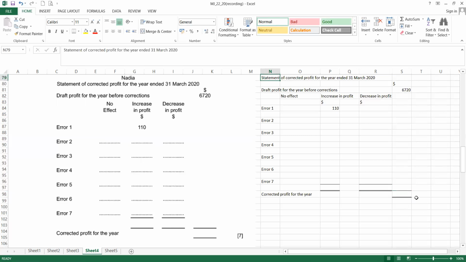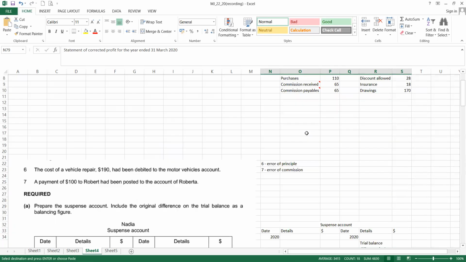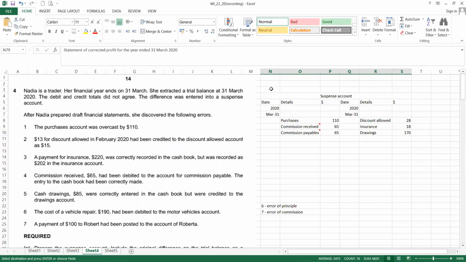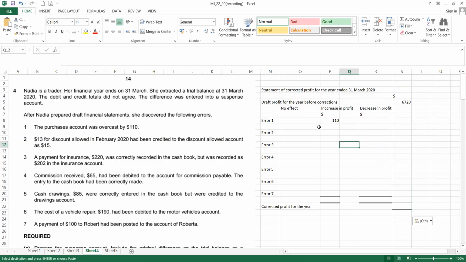Okay, let's recopy the format. Move to here, easier for us to do. Now, side by side, we see the purchases account was overcast. Overcast means we had to credit purchases, debit suspense account. When you credit purchases, it will increase the profit. Credit purchases, purchases decrease.